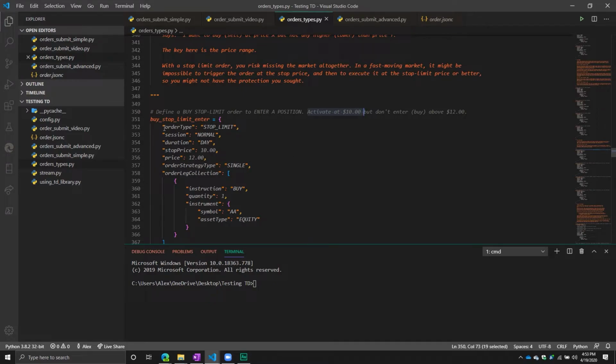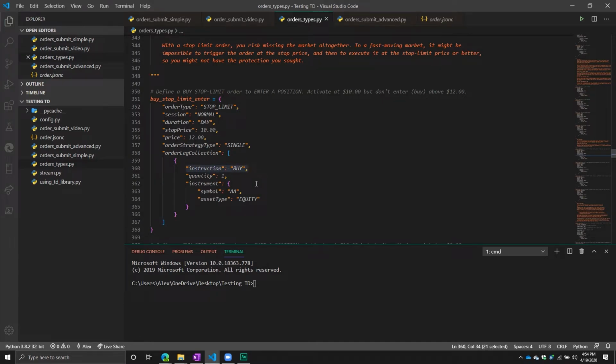So in this situation, our order type is now going to be a stop limit order. Our stop price, which is our activation price, is going to be at 10. So we're going to say, hey, activate this thing at $10. And then our limit price will be 12. So don't pay above $12. And again, our instruction is still the same. We're going to be buying 1 share of Alcoa.